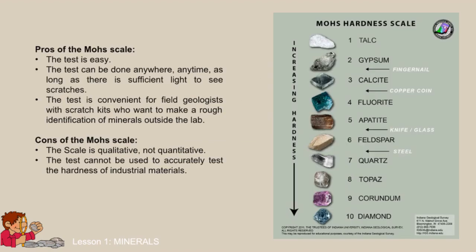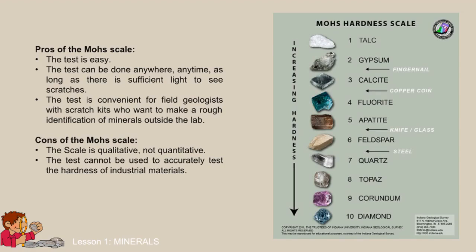However, there are pros and cons to using the Mohs scale. Pros are, the test is easy. The test can be done anywhere, anytime, as long as there is sufficient light to see scratches. The test is convenient for field geologists with scratch kits who want to make a rough identification of minerals outside the lab. While the cons are, the scale is qualitative, not quantitative. The test cannot be used to accurately test the hardness of industrial materials.